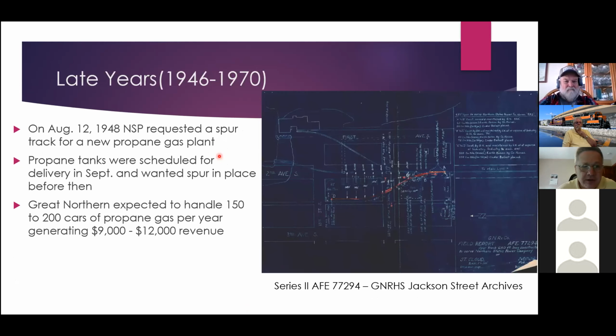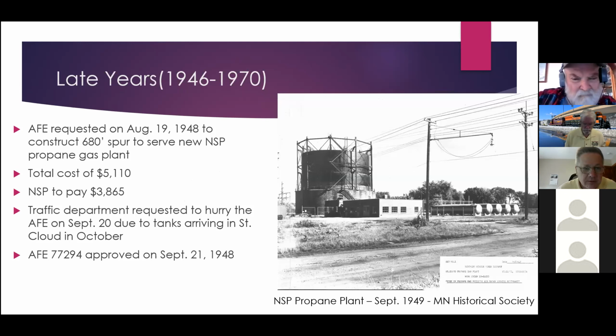So in '48, NSP requested a spur, which we talked about, for their new gas generation plant. And I've got photos actually of them tearing down the old plant in the city. Basically what they expected to handle was 150 to 200 cars of propane gas per year, which would generate between $9,000 and $12,000 in revenue for the railroad for hauling the cars in and out. And so the total cost was $5,110, of which the NSP would pay $3,865.